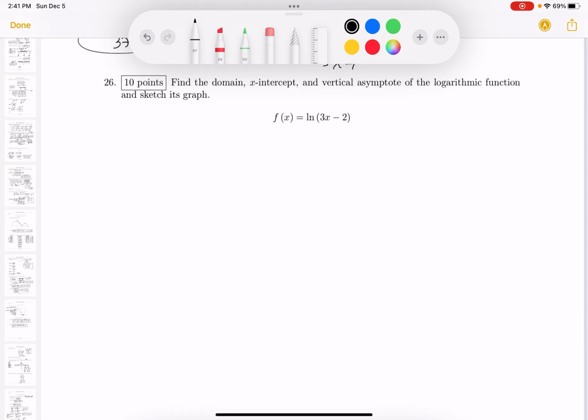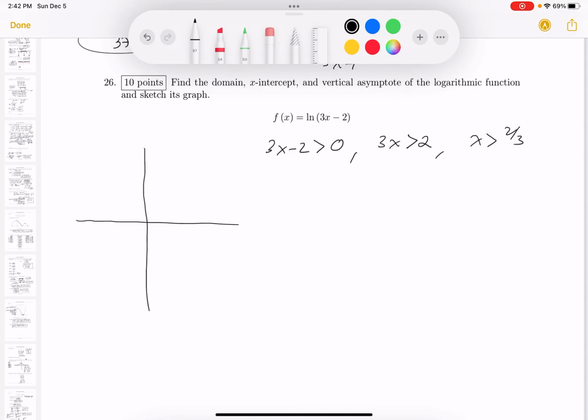This one says find the domain. Well, the domain's pretty easy. It's 3x minus 2 is greater than 0, which means that 3x is greater than 2, which means that x is greater than 2/3. So, certainly log functions aren't that bad to do. And that's going to be 2/3. That's an asymptote now. X equals 2/3.